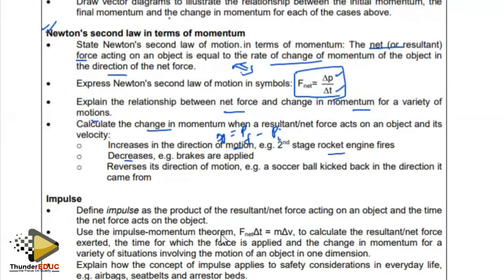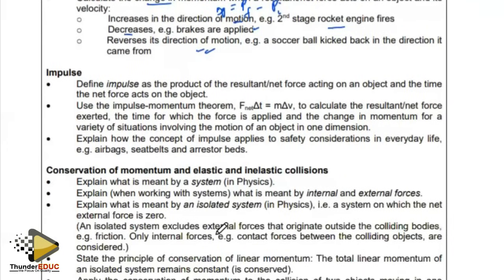What happens with the decrease if brakes are applied, if we have some sort of reverse direction or reverse motion, what goes on? Then next we have impulse, and we know that impulse is the product of the resultant net force acting on an object as well as the time. So force times time, F net Δt. Then we have this formula. We just need to remember how it works, how it goes.